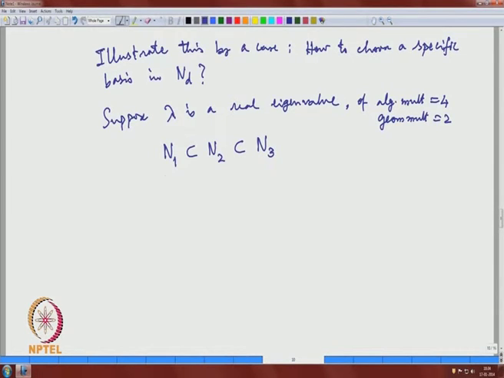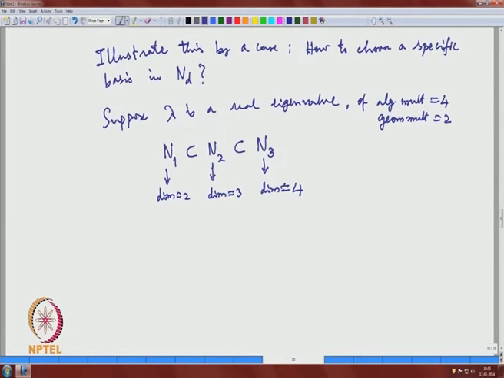okay, and this dimension is 2, dimension is 3, and this dimension is 4. Okay. Suppose I have this situation. Okay. There are other possibilities. So, let us take one such possibility. And now, I would like to construct a basis where A is simplified to an upper triangular matrix.